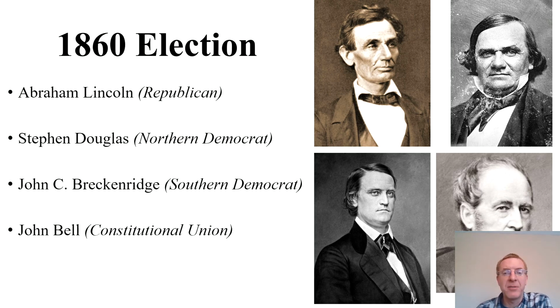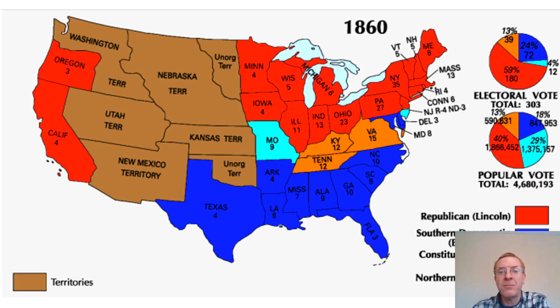Now let's take a look at these results. Okay, so let's look at the results of the 1860 presidential election. Look at the color coding on the map before we look at the pie charts on the right. You'll see that there is a lot of variety, but the colors that stand out the most are red and blue. Red is Lincoln. Blue is Southern Democrat Breckenridge.